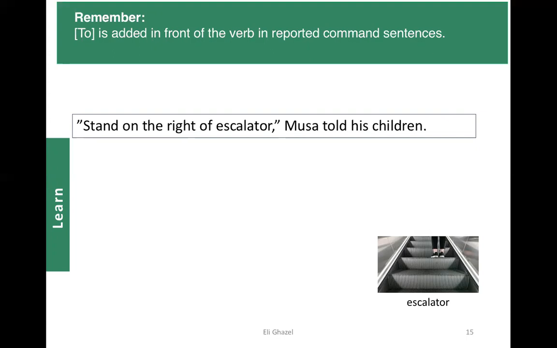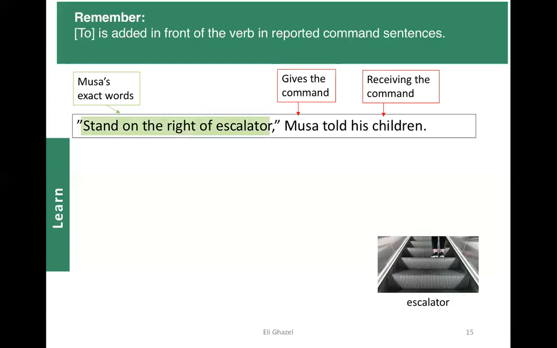It would be nice if we start to design the work and sentences that students will be reading, and they don't pay too much attention to it. Don't stop and try to explain consideration and inconsideration. That would defeat the purpose. This is subtle. Anyway, so let's look at what we've got. Musa gives the command. His children receive the command. And these are Musa's exact words. Stand on the right of the escalator.